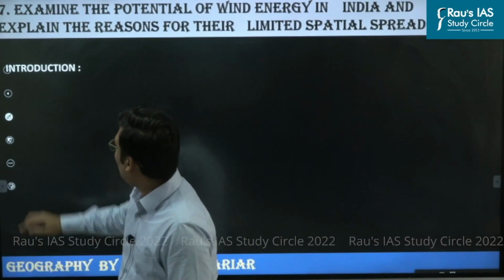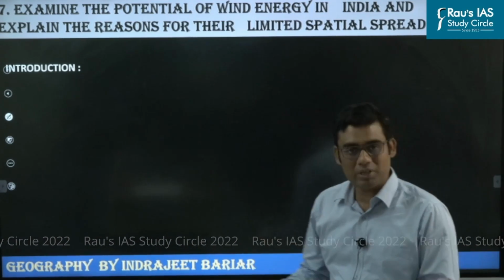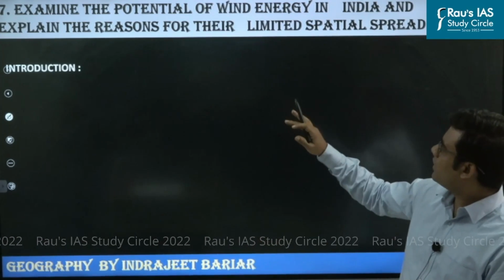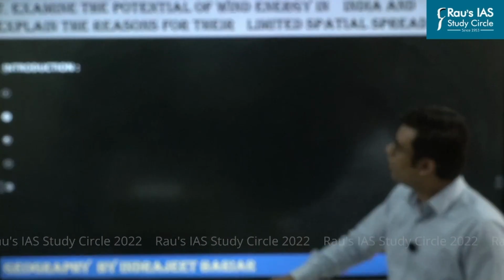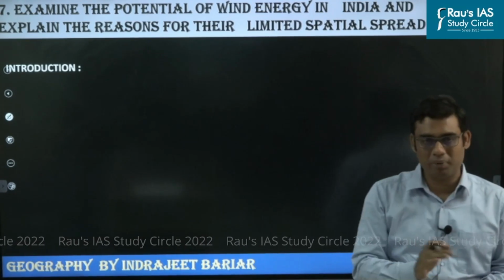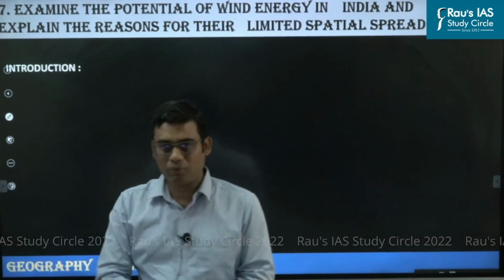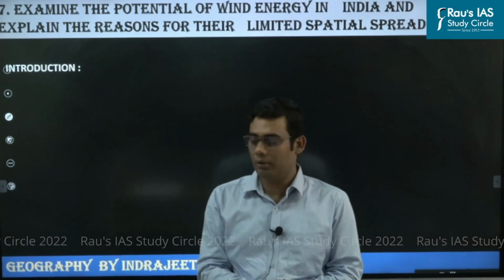And last, after this, the next question which was asked was question number 7 of the paper, which read: examine the potential of wind energy in India and explain the reasons for their limited spatial spread. Again, a question from Economic Geography India.